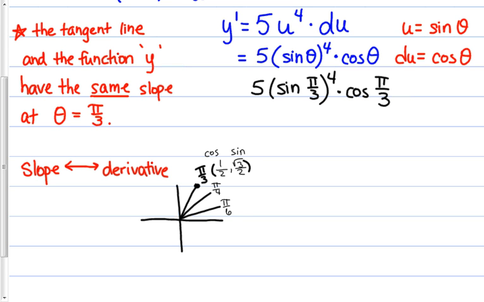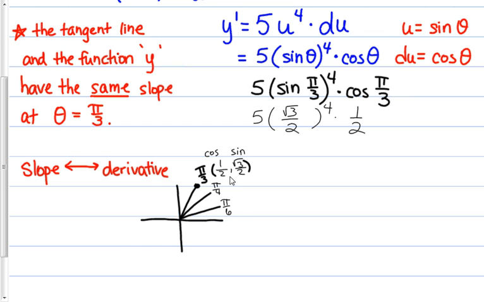So 5 times, let's see, the sine at pi over 3 is the square root of 3 over 2. And that's going to be to the 4th power. And then cosine at pi over 3 is 1/2. So then this is just algebra, okay? Which is not when you want to make a mess or make a mistake. Please, no messing up on the algebra.